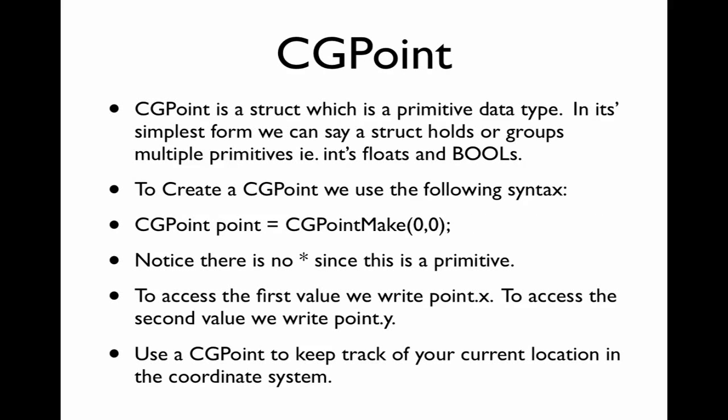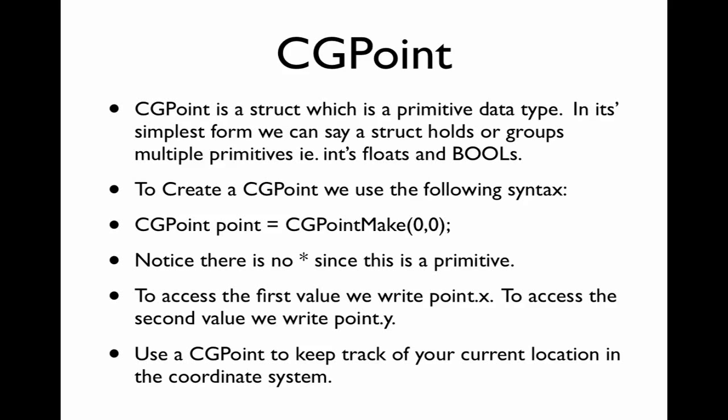Well, we can use something called a CGPoint, which is known as a struct. We'll cover structs in great depth in a future video, but we can at least start using a struct. CGPoints are actually fairly simple to create. We just write CGPoint, which is our type, and give it a variable named point. And we can use the function named CGPointMake and give it 2 numbers.